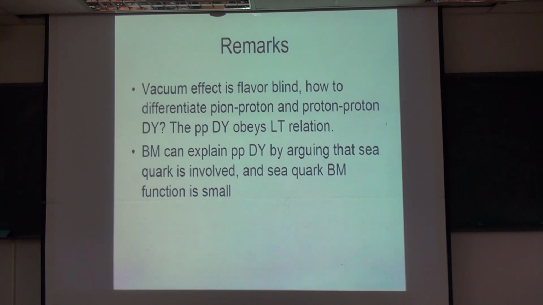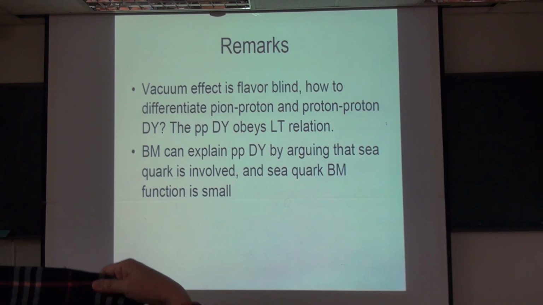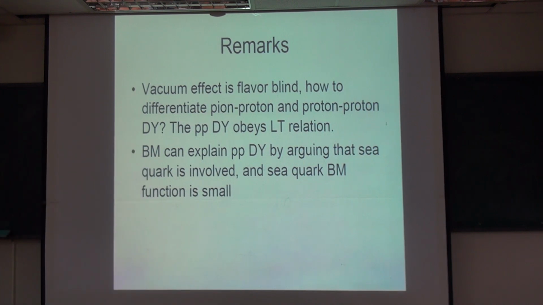Now some remarks. Maybe this will answer Wei Su's question partially. First, the vacuum effect is flavor blind. So how to differentiate pion-proton and proton Drell-Yan? Because we just care about the quark and anti-quark, and the vacuum effect will polarize this quark and anti-quark spin. It doesn't matter whether this quark comes from the pion or from the proton. So obviously the vacuum effect is not favored, not so good, because it's flavor blind. You cannot differentiate pion-proton or proton-proton Drell-Yan.